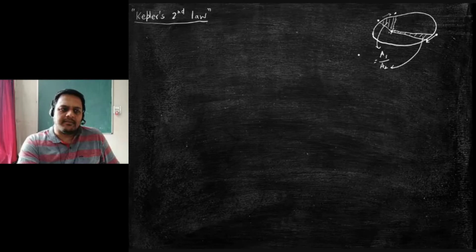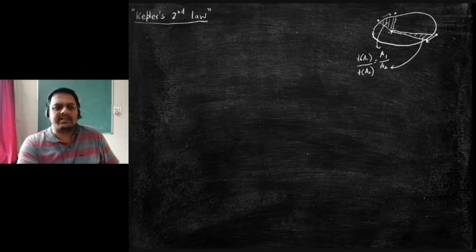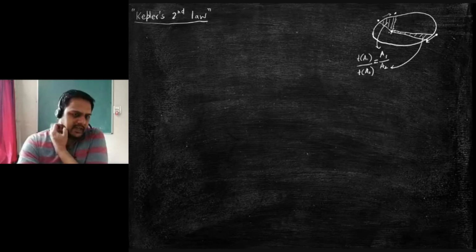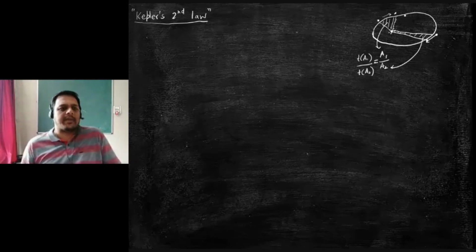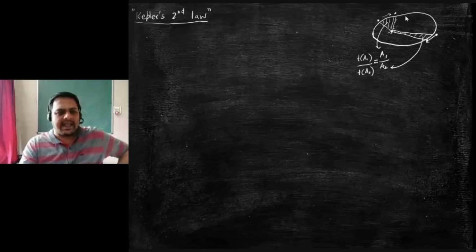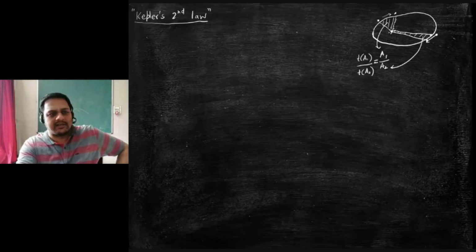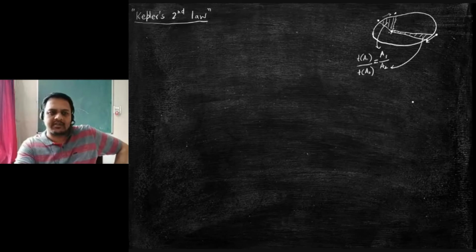And basically Kepler's second law states that the time taken to sweep the area A1 upon the time taken to sweep the area A2 is the same as the ratio of the two areas. Which means that if both the areas are equal, then the time spent will also be equal. So in equal amounts of time, the line joining the planet to the sun sweeps out equal amounts of area.